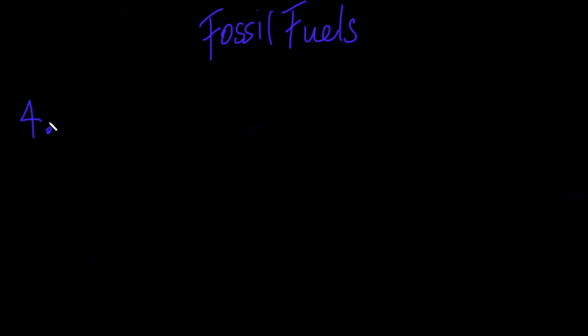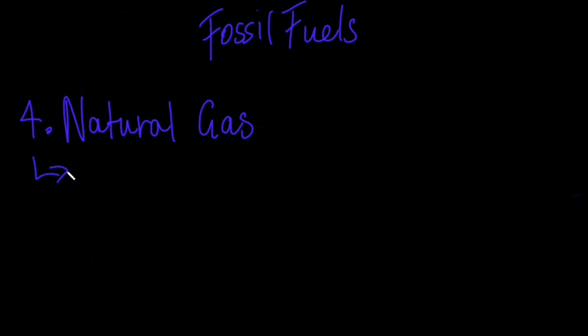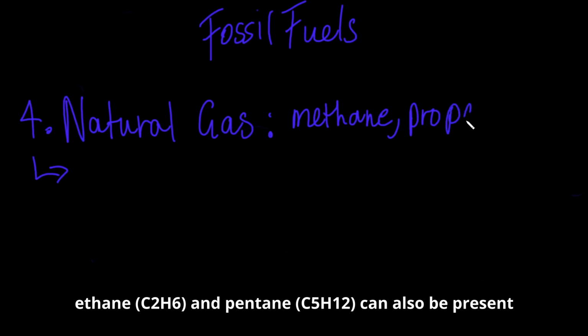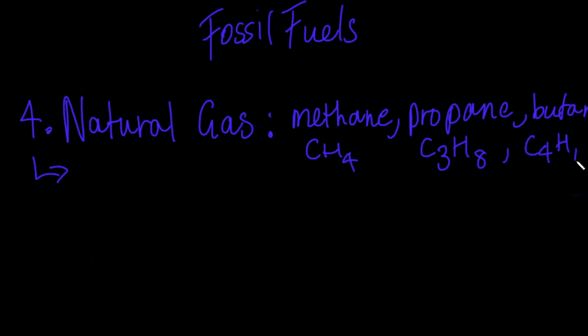Okay, so the fourth fossil fuel that VCAA really wants you to know about, and I'm going to go a bit more in depth on this one, is natural gas. Now, there are two main components with natural gas. Natural gas itself is really just a combination of methane, propane, and butane. So it's just those smaller chain hydrocarbons. That's CH4, C3H8, and C4H10.